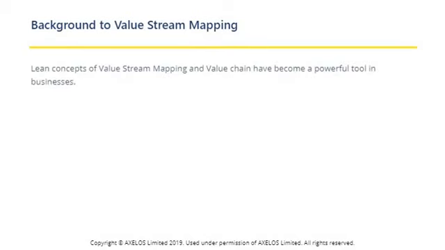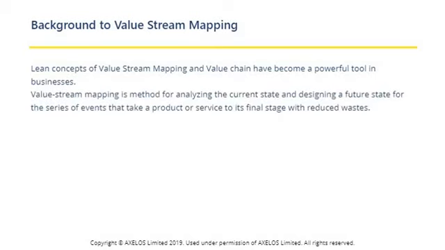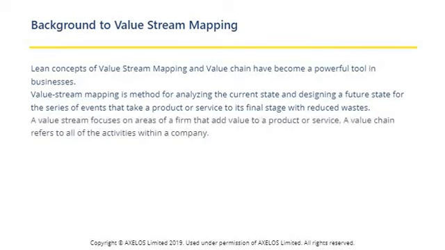Lean concepts of value stream mapping and value chain have become a powerful tool in businesses. The value stream mapping is a method for analyzing the current state and designing a future state for the series of events that take a product or service to its final stage with reduced waste. A value stream focuses on areas of a firm that add value to a product or service. A value chain refers to all of the activities within a company.